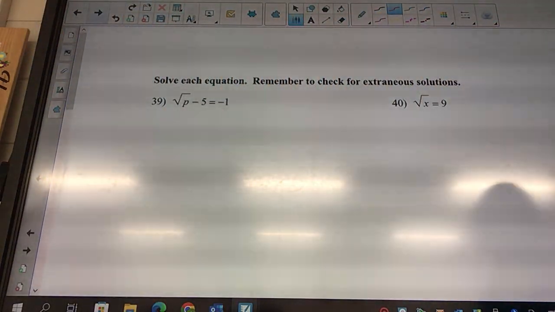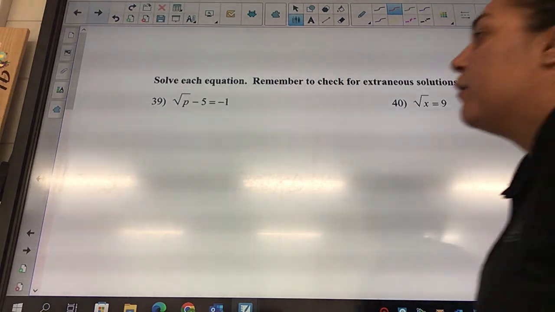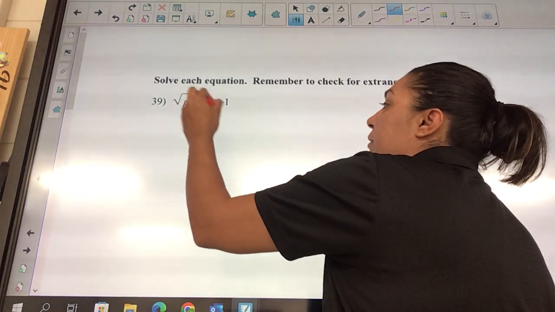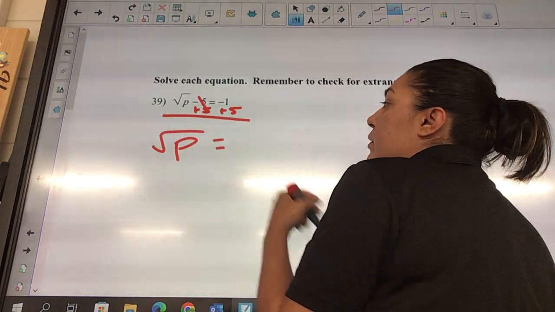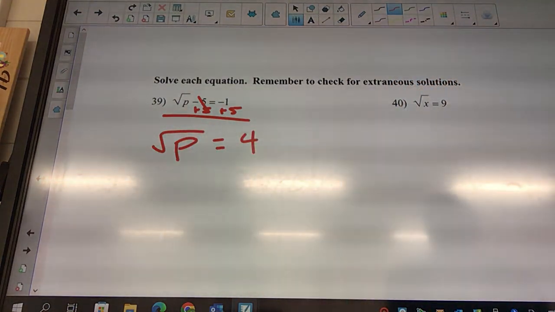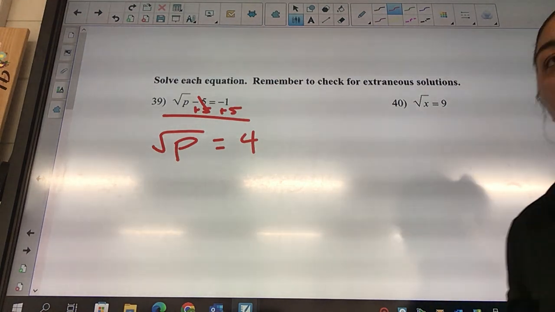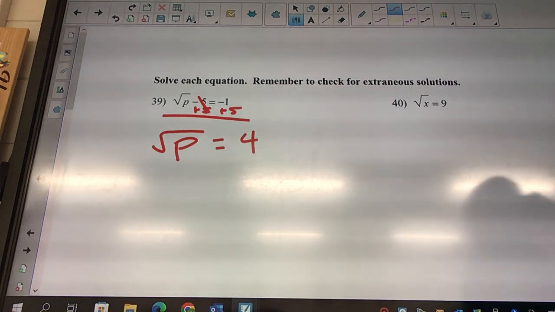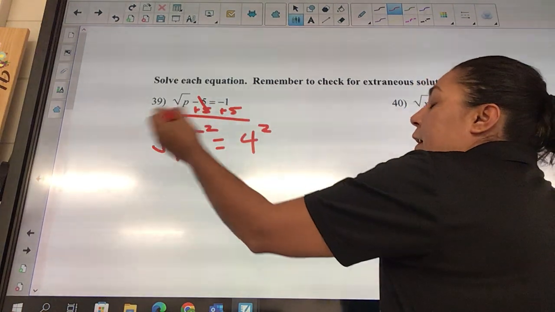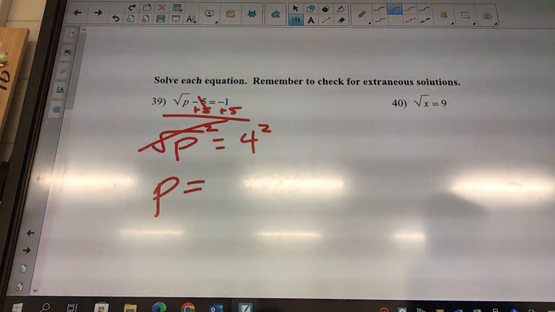Okay, 35. What needs moved first? 5. We're trying to move everything away from the square root. So we're gonna say plus 5, plus 5. So I got square root of p equals 4. Okay, and then what do we do? How'd we get rid of the square root? Square. Squared. Good. Okay, so this cancels this. So we're left with p equals, and what is 4 squared? 16.